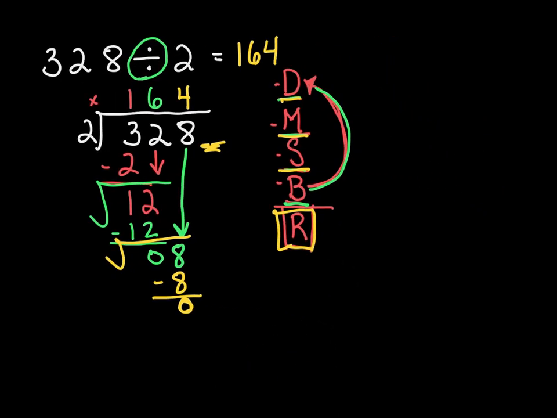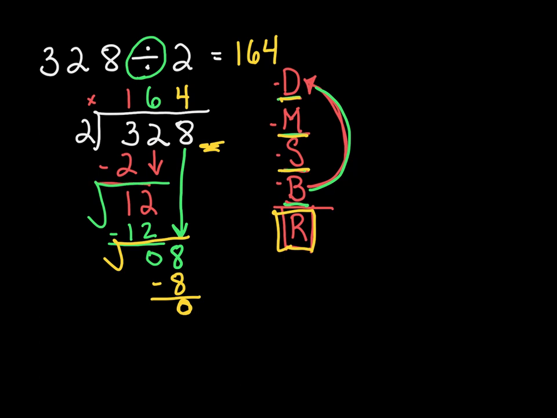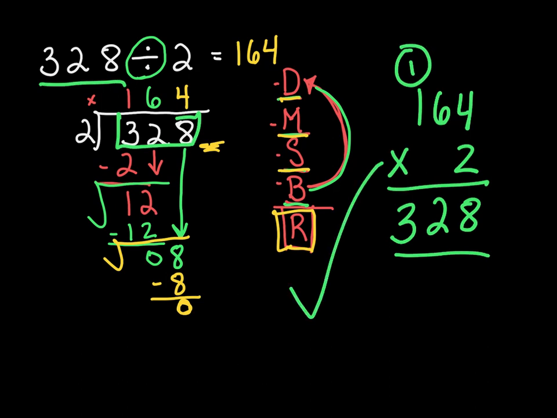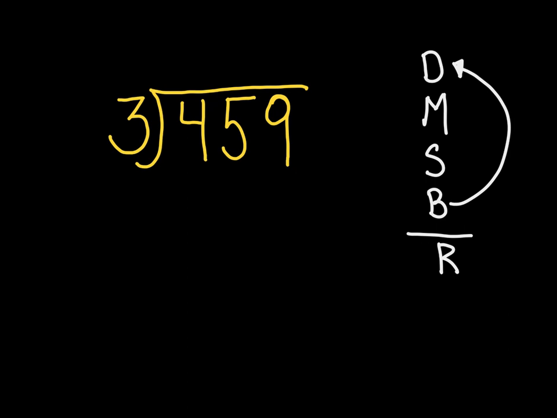But get into the habit, guys, of checking. So we're going to take 164, and we are going to multiply it by the number that we're dividing by. 4 times 2 is 8. 6 times 2 is 12. Carry the 1. 1 times 2 is 2, plus that 1 is 3. So we have 328, and we checked it. We got 328, so this deserves a big check.